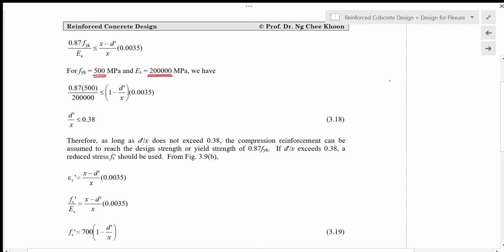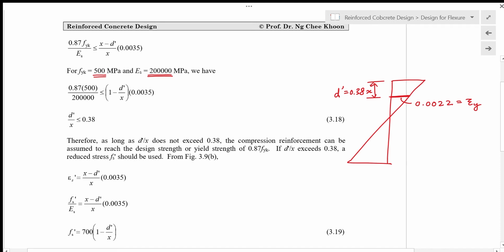Okay, so what this means is that when the compression steel is located at 0.38x, the steel will reach a strain of 0.0022, which is equal to the yield strain. And then if the steel is placed above this location, then the steel will reach yield stress and beyond. So that is what is meant by this term here, d prime over x is smaller or equal to 0.38.